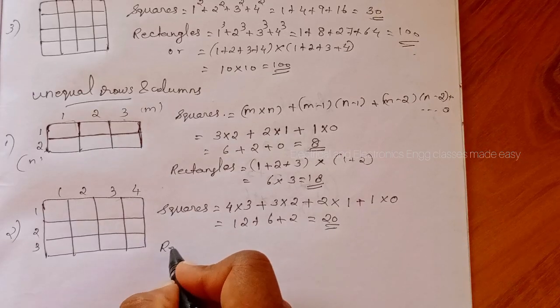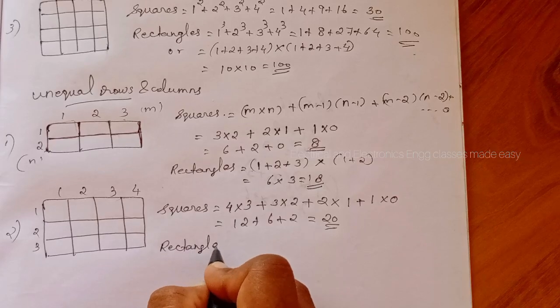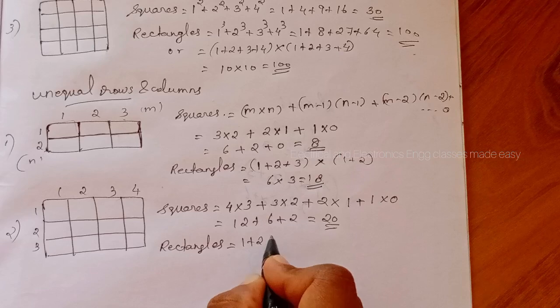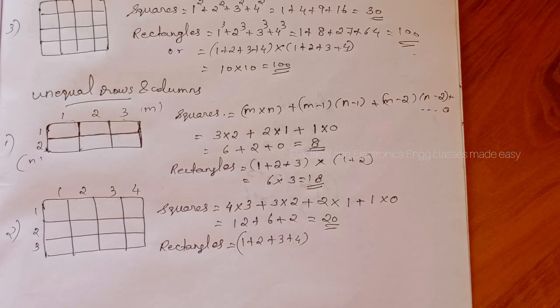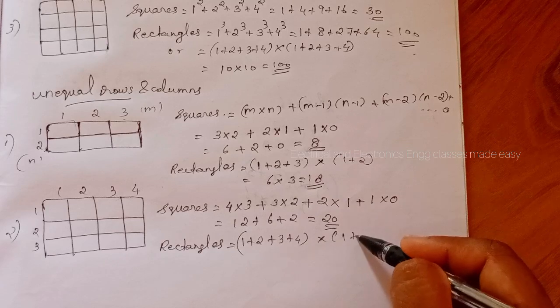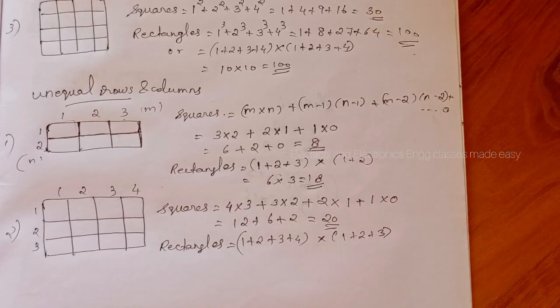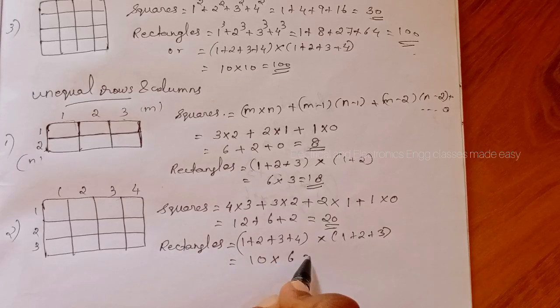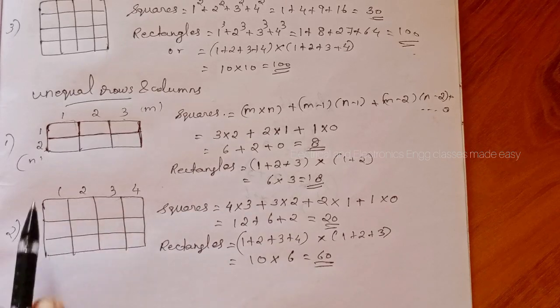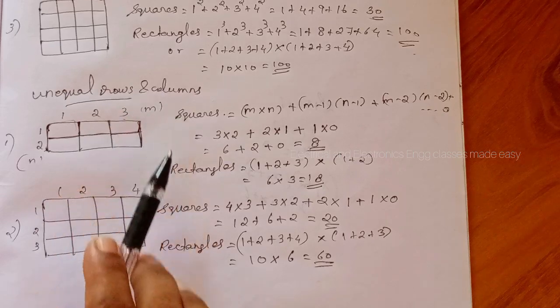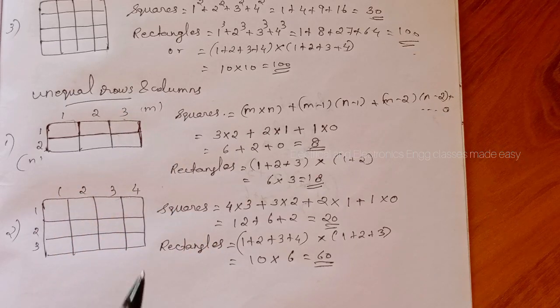Then what will be the number of rectangles? The number of rectangles equals 1 plus 2 plus 3 plus 4 into 1 plus 2 plus 3, and that is equal to 10 into 6 equal to 60. So this is the number of rectangles in the case of an unequal number of rows and columns. In this way we are finding the number of squares and rectangles in these figures.